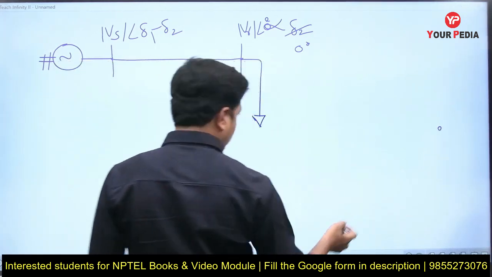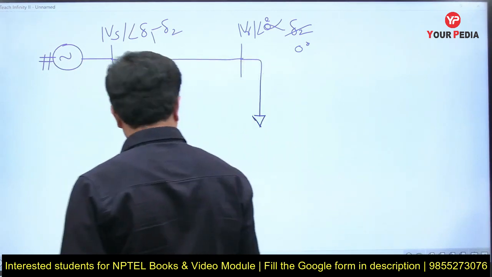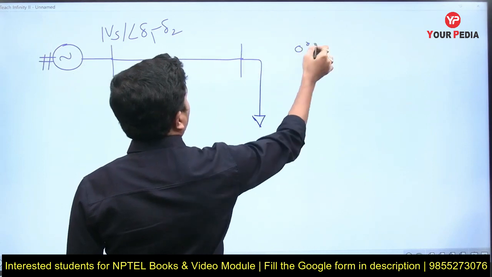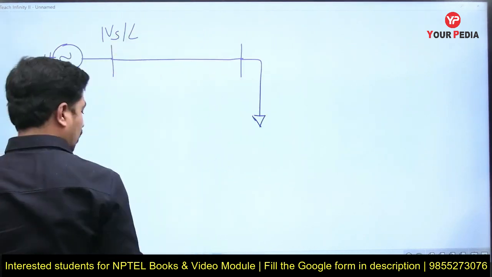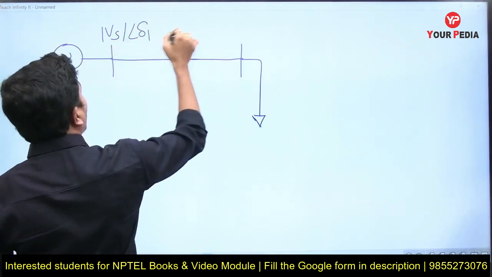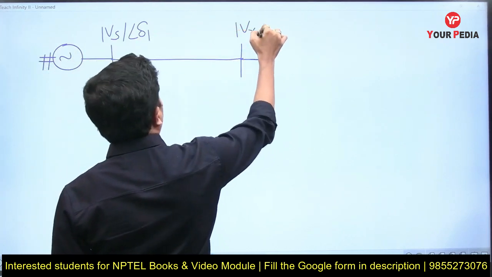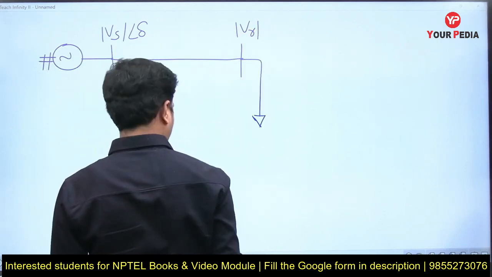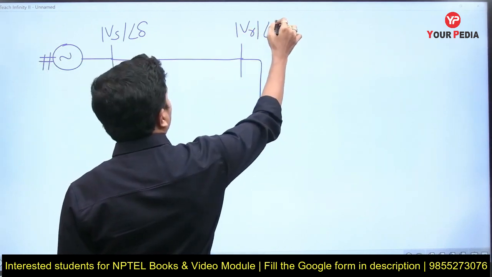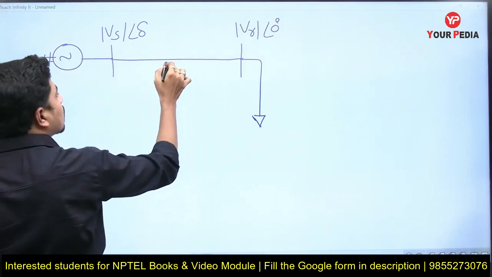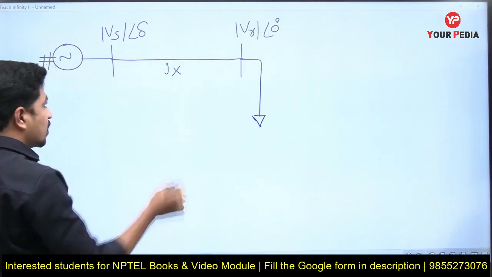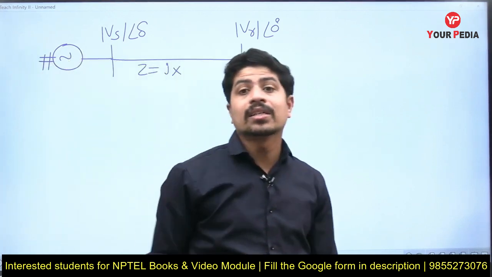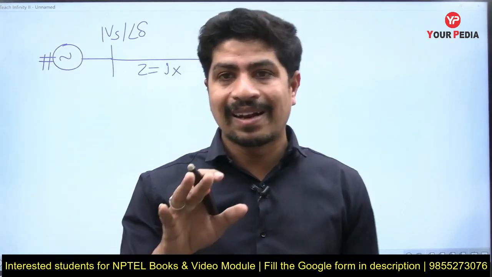Observe here carefully, all of you. Let me clear this one also. This is mod Vr, and this is directly delta, at an angle of 0 degrees. The impedance of this transmission line I am taking as jX, Z equal to jX. Resistance, conductance and shunt capacitance of the transmission line are neglected.